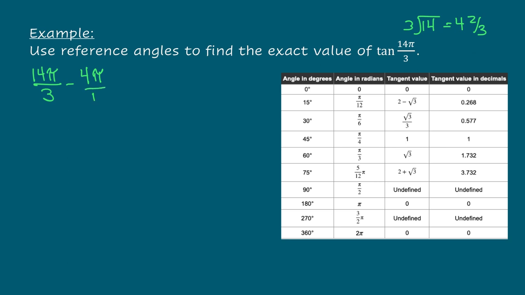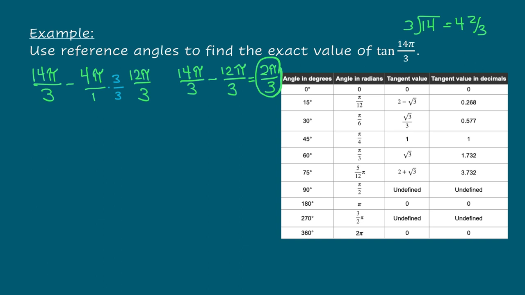So I'm going to get a common denominator here. I'm going to multiply top and bottom times 3, and that's going to give me 12 pi over 3. So what I'm actually subtracting here is 14 pi over 3 minus 12 pi over 3. So get it all lined up there. So I actually have an angle of 2 pi over 3. That's a little bit better to look at, right? So that's my angle that I'm going to deal with.